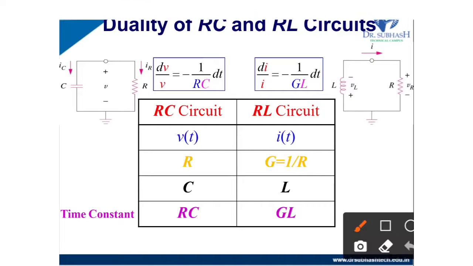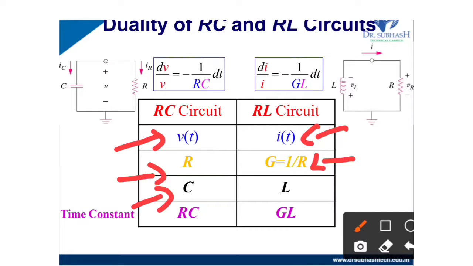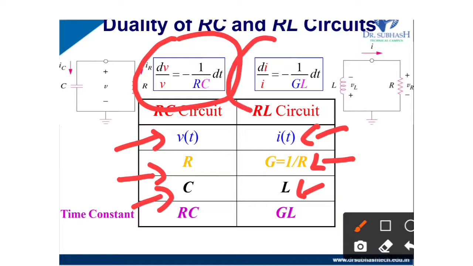So the RC circuit equation is based on V of t, and the RL circuit is based on I of t. In this circuit, resistor R and capacitor C; in this, G means conductance, 1 upon R, and L. Here the equation is dV by V equal to minus 1 upon RC dt. In this equation, minus di upon I equal to minus R by L dt.